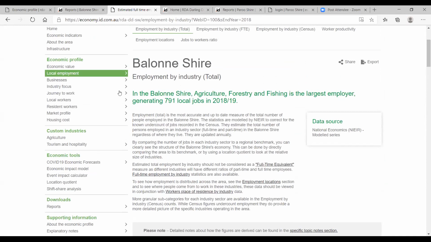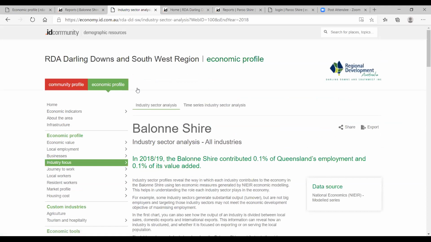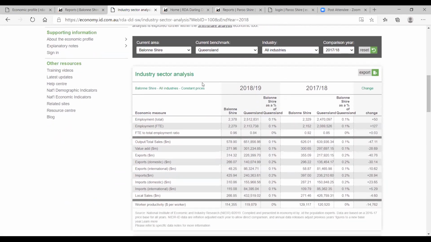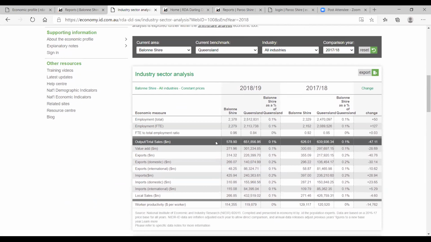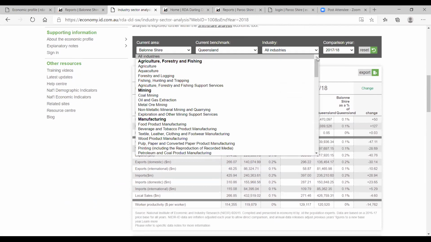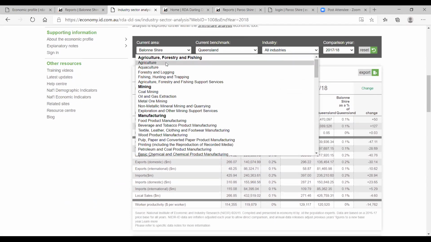So that's our employment. The next one I'm going to go to is my industry focus. This is for those of you that might work on a specific industry, or you want to showcase to the government how much investment is not coming into a particular industry, or how an industry is failing in the community, or whatever it might be. We come down here and do our industry sector analysis of all industries. That tells me how many people are employed, how many FTEs are in our community, what our output is, and what our value add is for all industries in Balonne. What I might want to do, though, is say, well, actually, I want to have a look at ag.